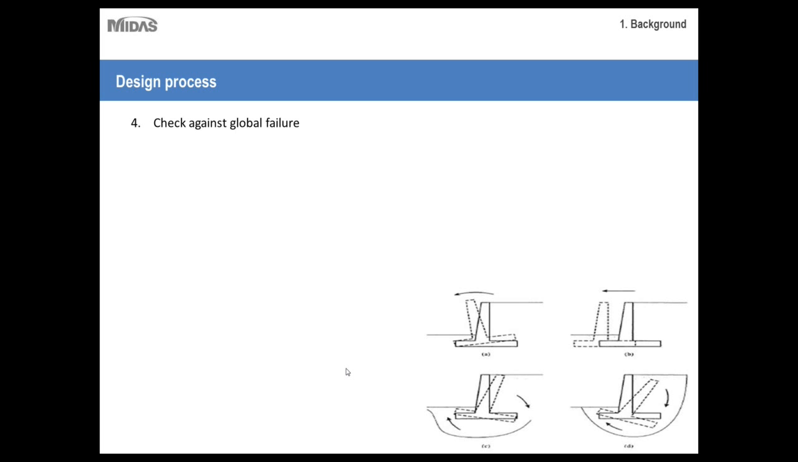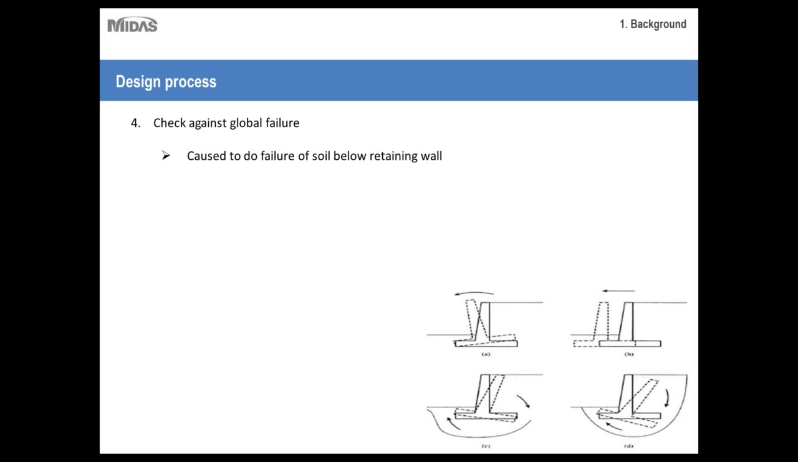Then the fourth step is to check against global failure. Now, if you look at this diagram here, we talked about the factor of safety against overturning and against sliding, and these are all external factors. But the factors that are beyond our control are actually the settlement of the soil underneath the wall itself and the complete failure of the soil slope. So if the failure occurs something like this, which sweeps out the entire failure surface, then you can't really do anything about it by assessing the factor of safety.